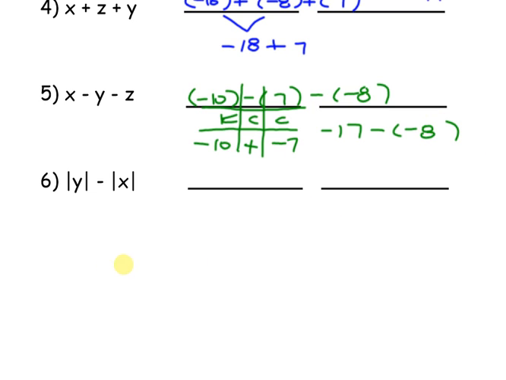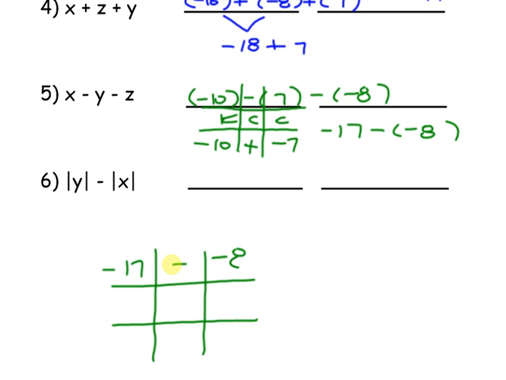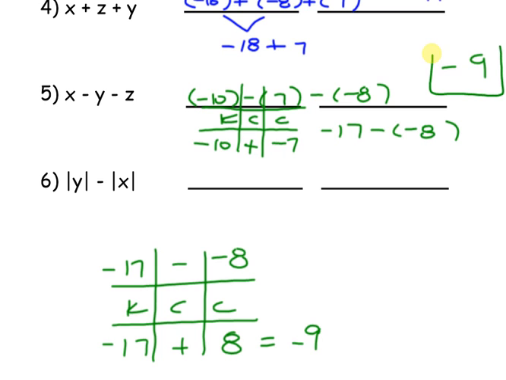All right, and now I'm going to kind of move down here so I have some room. So I'm going to set up my tic-tac-toe. Here I have -17 minus -8. So I'm going to do keep, change, change. Keep the -17, change the minus to a plus, change the -8 to a +8. I have different signs, and so I'm going to ignore the signs, subtract the two numbers. 17 minus 8 is 9. 17 is the larger number, it is negative, and I'm going to keep that negative sign. And so my answer over here is negative 9.